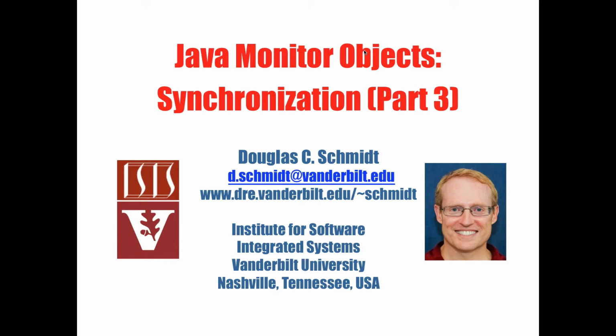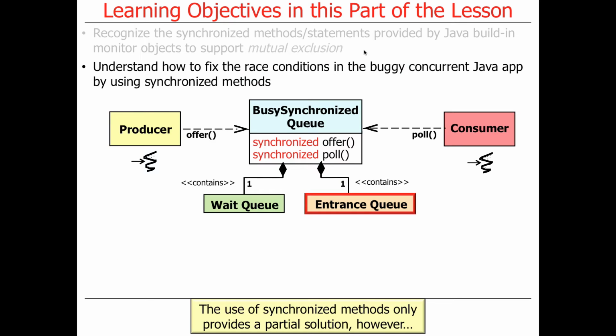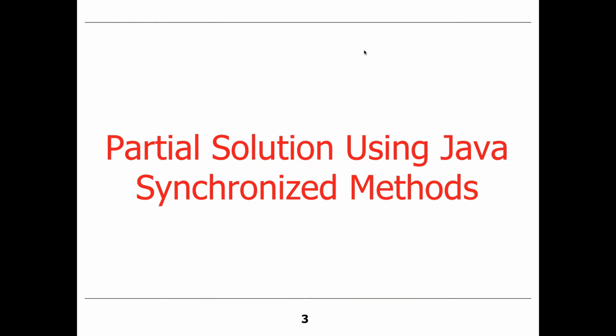So we left off talking about synchronization last time, and what I want to do is finish up that particular lesson. What we're going to do here is take a look at how you might implement a better, more thread-safe queue, the so-called BusySynchronizedQueue, by using synchronized methods. You'll see in a moment this will fix some of the problems we had with the non-synchronized version, which was completely incorrect, but it won't go quite far enough.